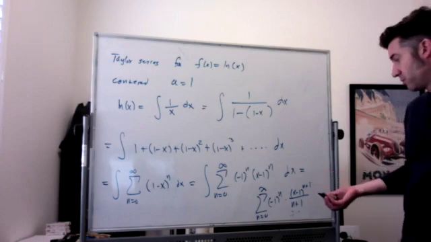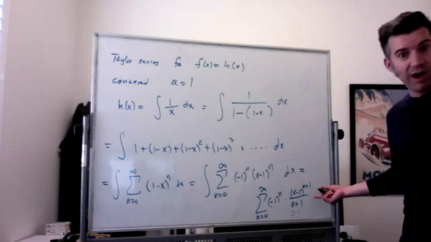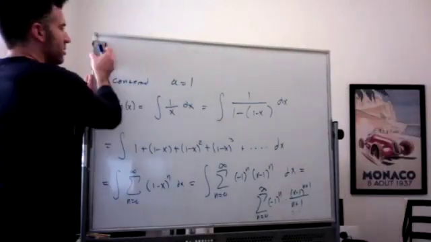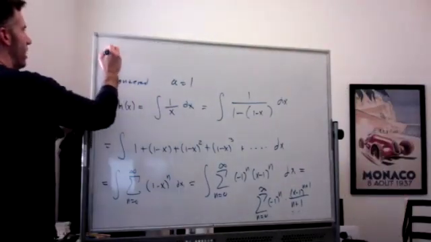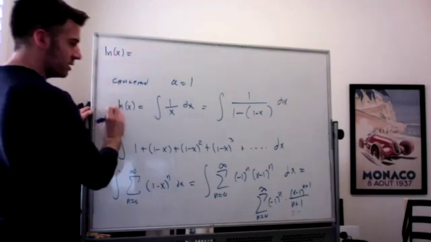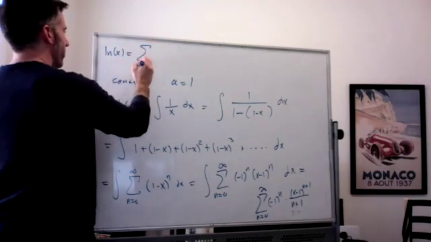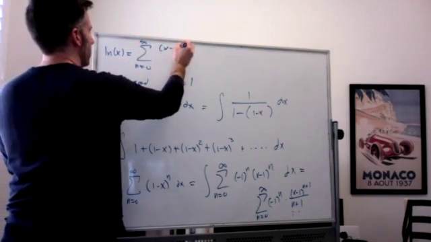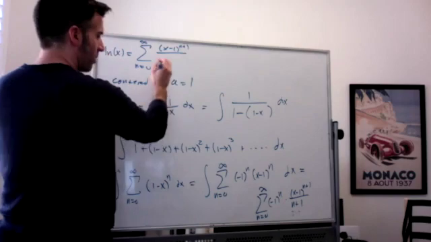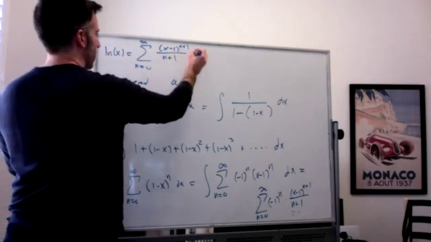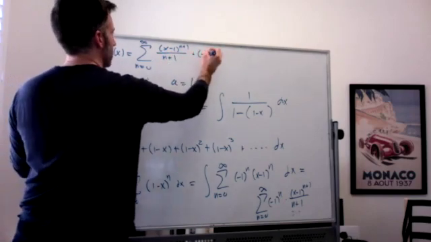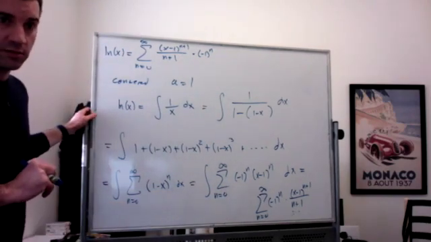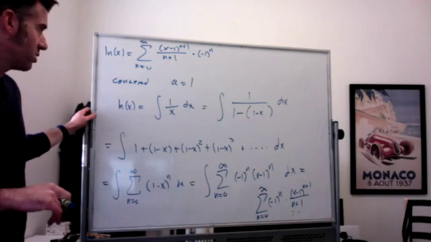So cool. Also, look, it's centered at 1. How about that? So here's what we get. We get that the natural log of x is equal to the sum from n equals 0 to infinity of (x minus 1)^(n+1) over n plus 1 times 1^n. Couple things to mention here. Quite a few things, actually.